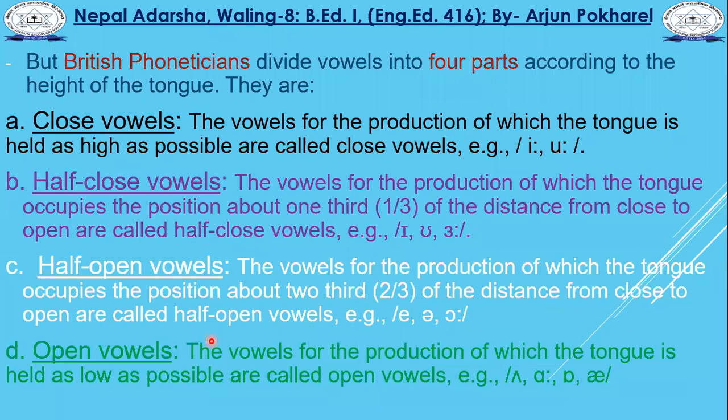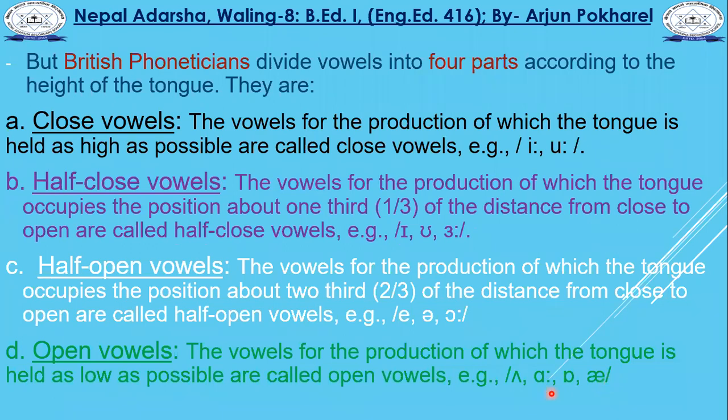In our earlier class, we covered open vowels. The last one, according to British pronunciation, is open vowels: the vowels for the production of which the tongue is held as low as possible are called open vowels. They are a, a, o, and a.